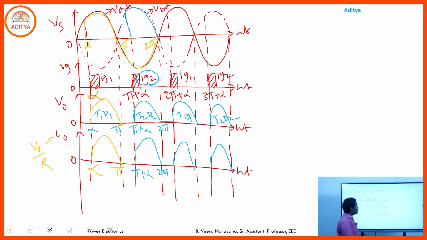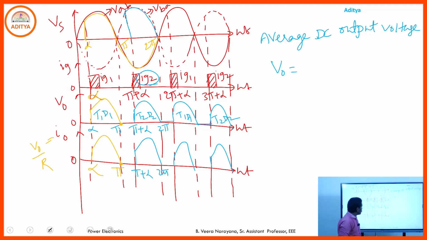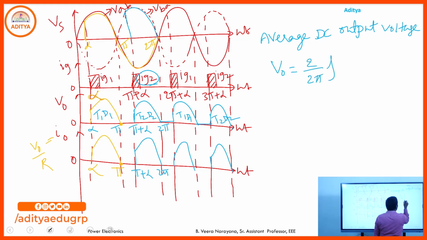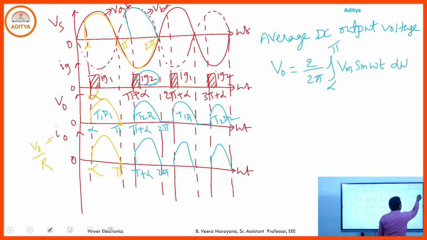And coming to the average DC output voltage, V0 equals, how many pulses are generated here for the completion of one full cycle? 2 pulses. So 2 by 2 pi integral. What is the duration of the pulse? Alpha to pi. How much voltage do you transfer? Vm sin omega t d omega t.